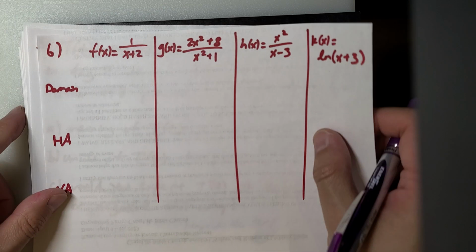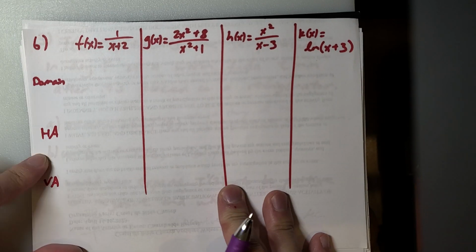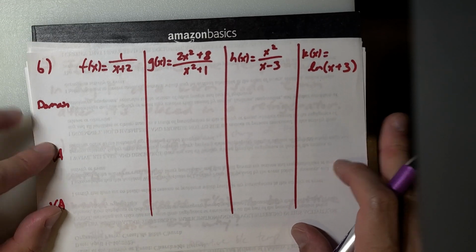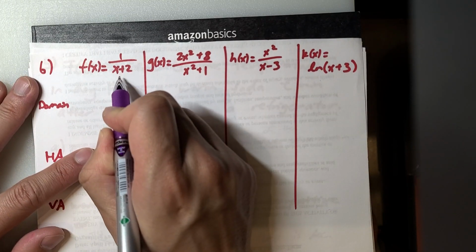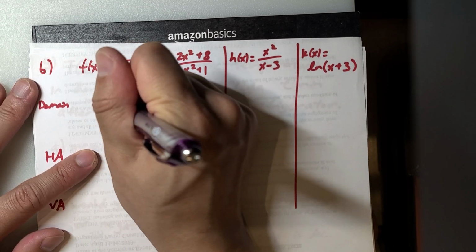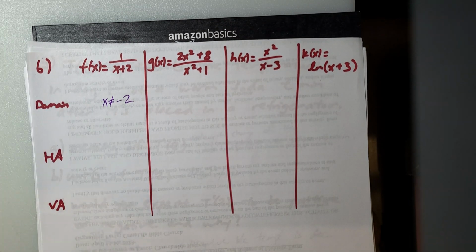Okay. Let's move on. We're asked to find the domain, horizontal, and vertical asymptotes of these functions. No work is needed, okay? Domain, the bottom of this fraction cannot be 0, so x cannot equal -2.